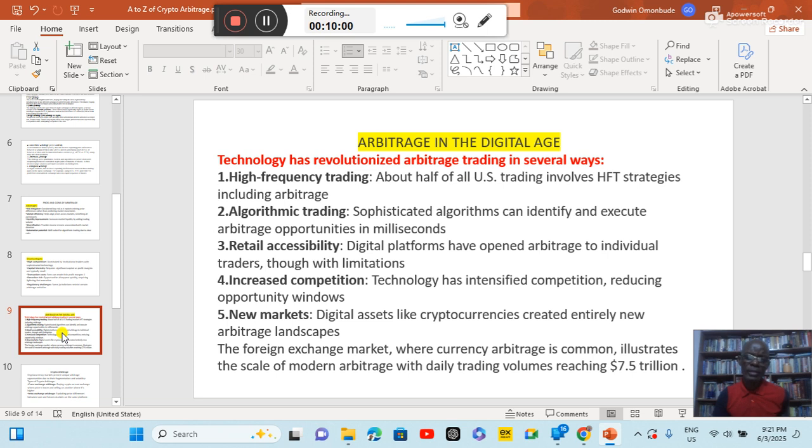Number 2 is algorithmic trading. Sophisticated algorithms can identify and execute arbitrage opportunities in milliseconds. And number 3 is retail accessibility. Digital platforms have opened arbitrage to individual traders, though with limitations. Number 4 is increased competition. Technology has intensified competition, reducing opportunity windows. And number 5 is new markets. Digital assets like cryptocurrency create an entirely new arbitrage landscape.